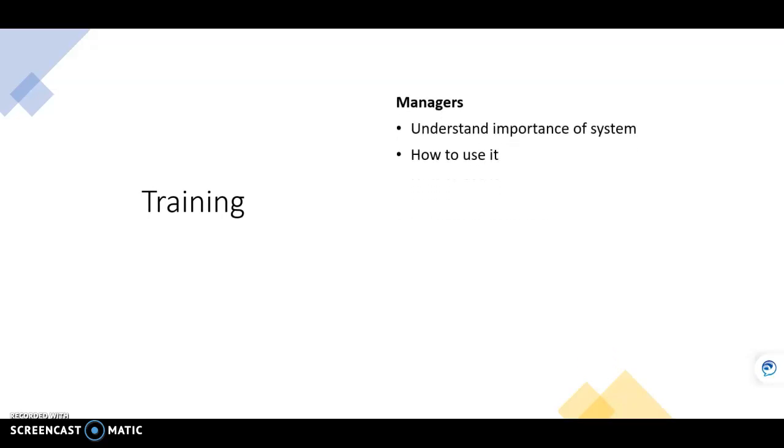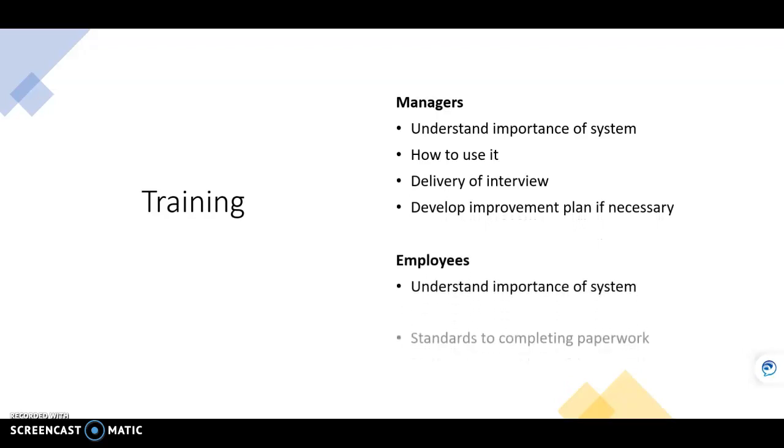Training is a key component of executing the evaluation correctly. Managers and employees must have a good understanding of why the evaluations are important and how to fill out the paperwork thoroughly and accurately. Managers must be trained on the correct way to conduct the interview and how to make an improvement plan if necessary. We will have standards the manager can follow to ensure an accurate and fair review. The standards will include using factual information, making sure the information is clear and shared with the employee in a timely manner.